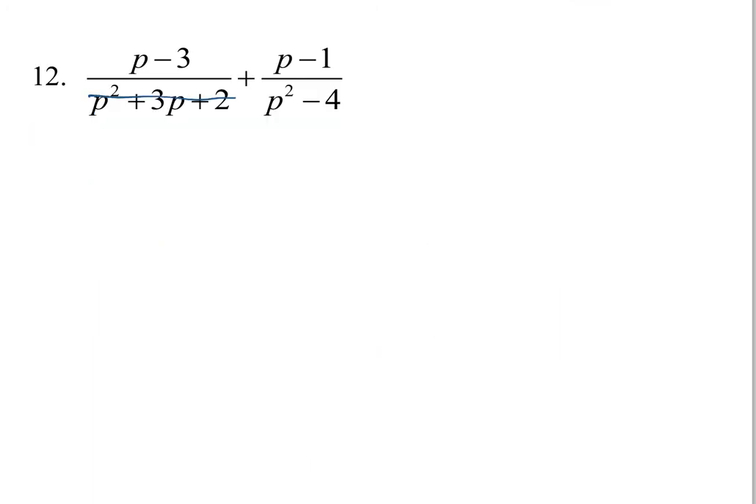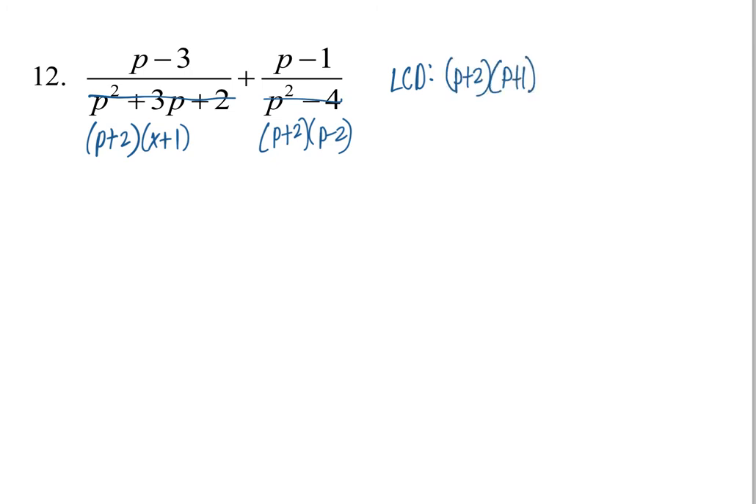So in number 12, again, we're starting by factoring these denominators. And factors of 2 that add to give you 3 are p plus 2 and p plus 1. And the p squared minus 4 right there that I scratched out is a difference of squares. So that could factor into p plus 2 times p minus 2. So when you're writing the LCD and you list all of the different factors that we see, p plus 2 and a p plus 1.